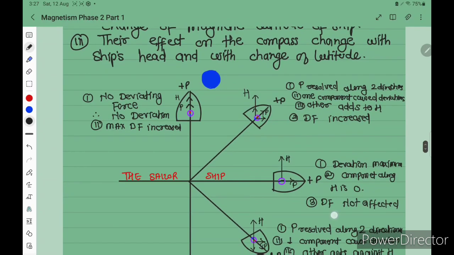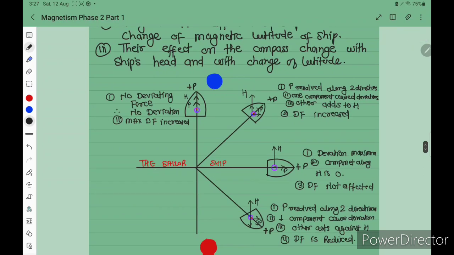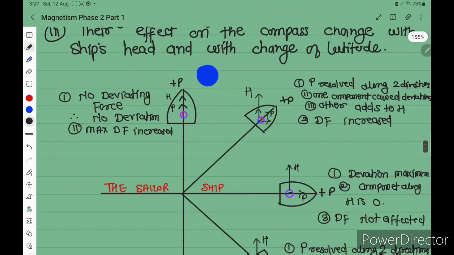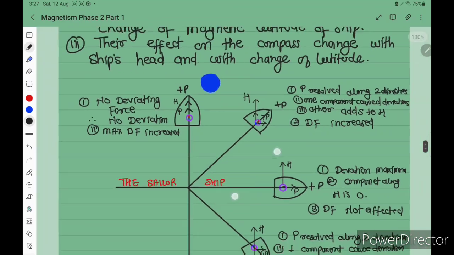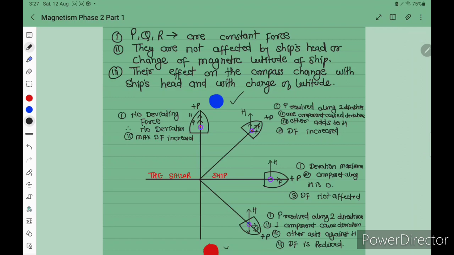Now it's very important, the directive force. So this is a north heading, this is northeasterly, this is your equator, or you can say this is your southeasterly heading. This is your compass. The compass has the red needle on the north side and the blue needle on the south side, which is freely suspended. And this is earth magnetism. When you are on the north heading, your vessel is like this. Then force P will enter from here and it will acquire blue here and red here, like this. So no deviating force, no deviation, and maximum DF increased.